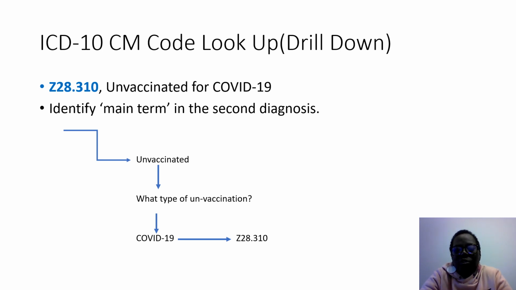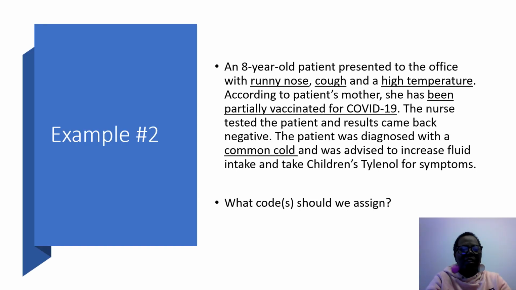And so again, we're going to drill down to what type of unvaccination, because there could be an unvaccination for another diagnosis or another virus or another vaccine. And so COVID-19 is the specific type of unvaccination. And so once we drill down to COVID-19, it should take us to our ICD-10 code Z28.310. So in example number 2, we're going to use that same scenario.